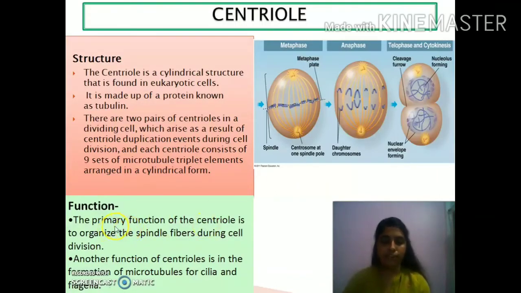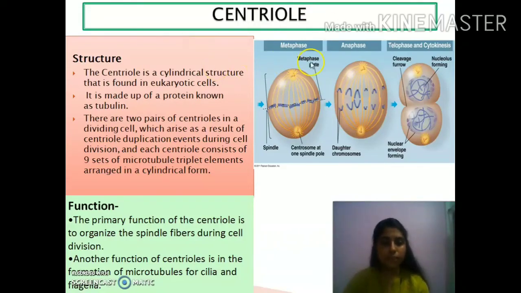Next, let us see the function. So here you can see that the primary function of centriole is to organize the spindle fibers during cell division. What are spindle fibers? Here the yellow thread-like structures are nothing but the spindle fibers. So the primary function of centriole is to organize or form the spindle fibers which help in cell division. I hope all of you know the function of spindle fibers, right? You have already studied about cell division.